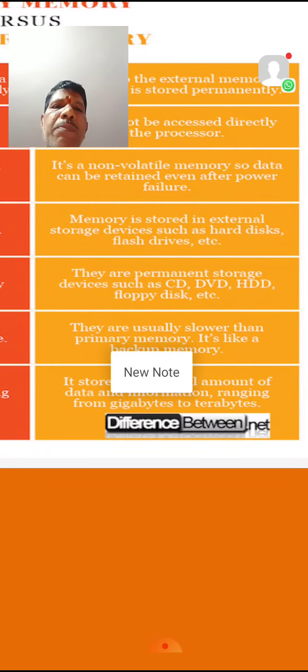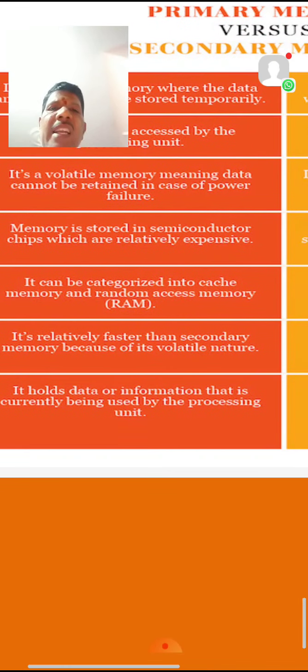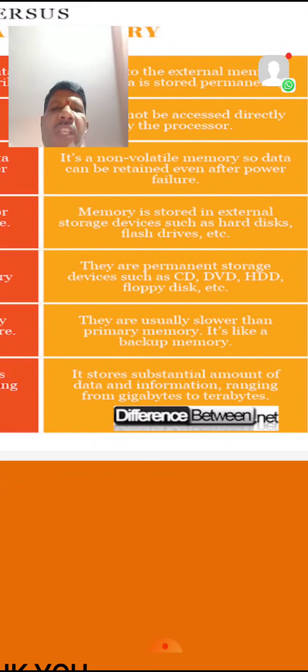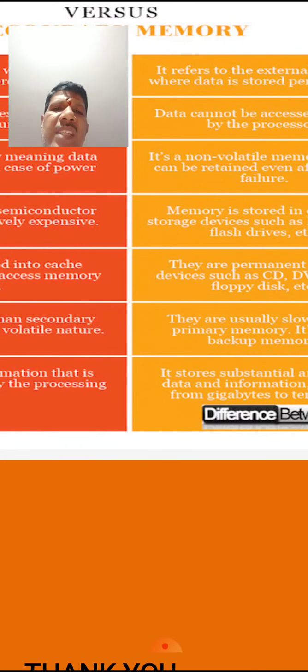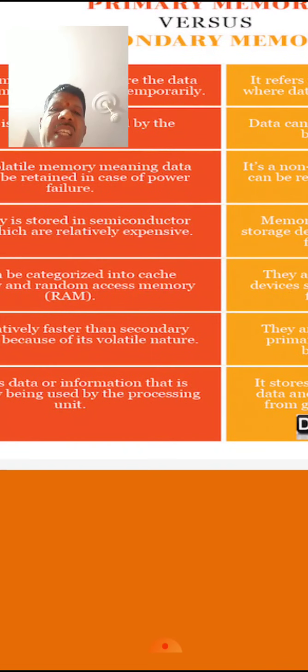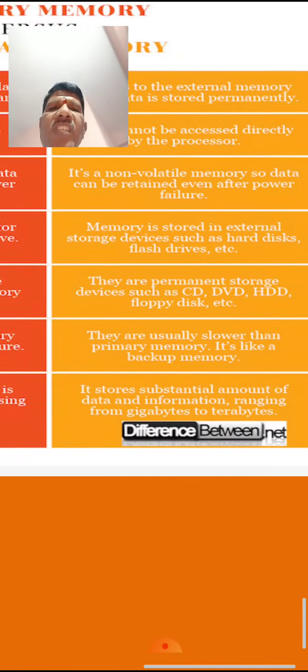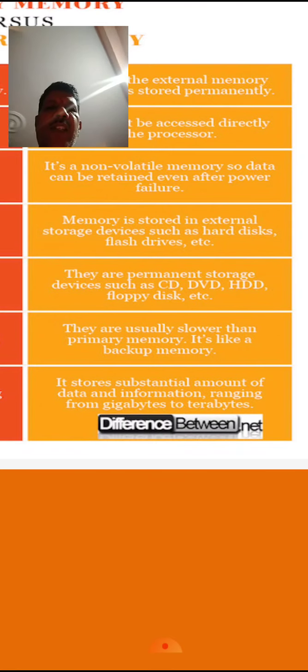Primary memory is like backup memory. It holds data or information that is currently being used by the processing unit. Secondary memory stores a substantial amount of data and information, ranging from gigabytes to terabytes. Only a very small amount of data can be made ready for the processing unit in primary memory, while a substantial amount of data can be stored in secondary storage.